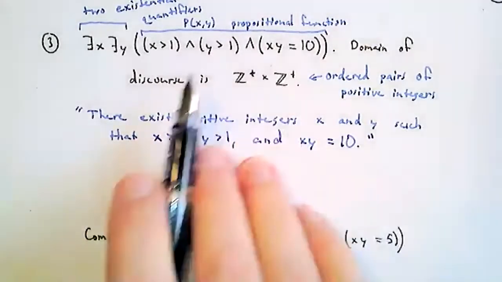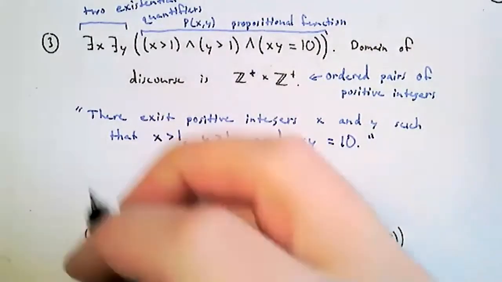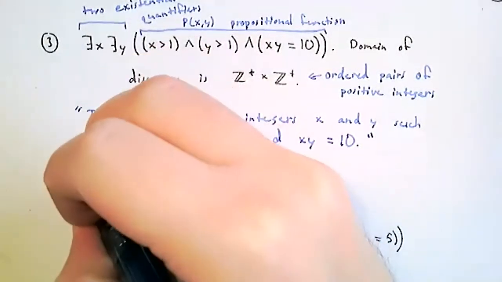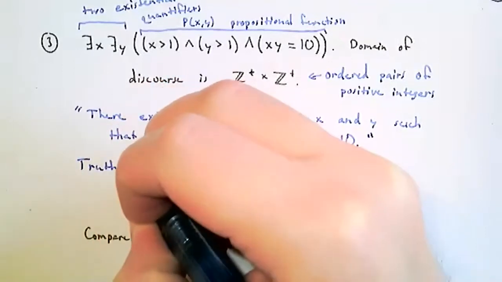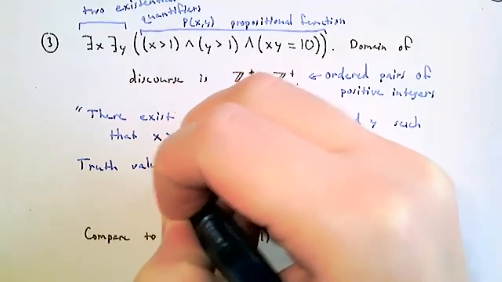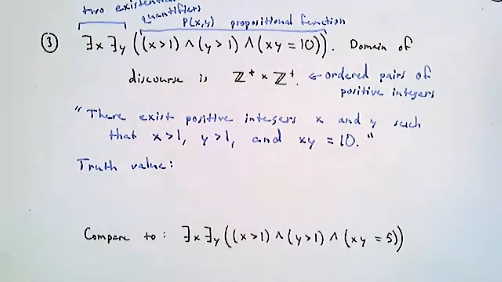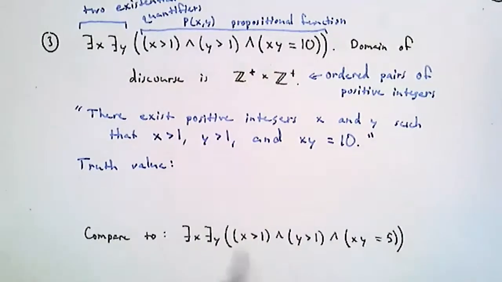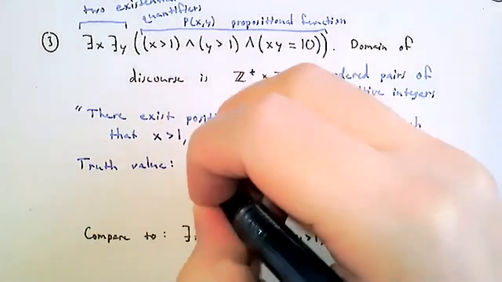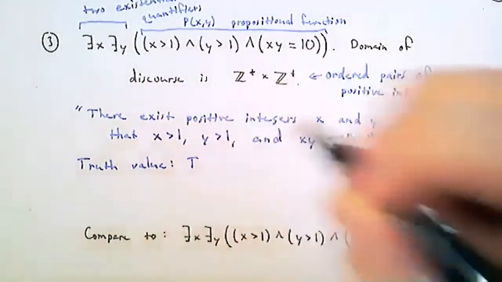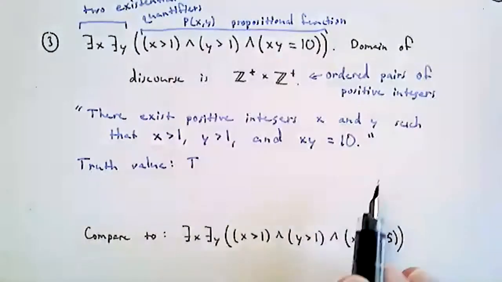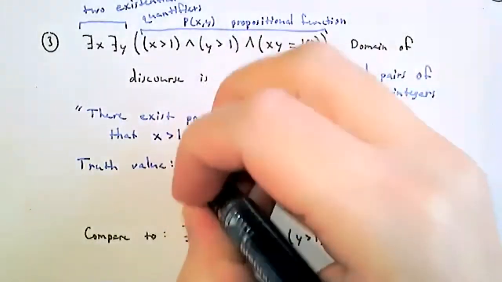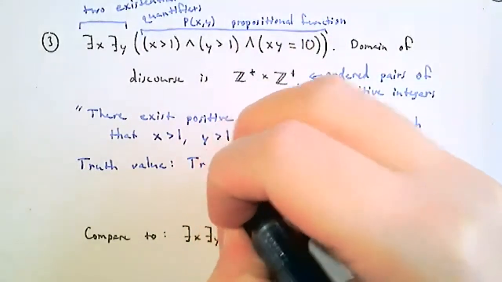Okay, so now that we have it in words, let's think about the truth value. Is that a true or a false statement? It's true. Can you think of two numbers that'll work? 6 and 4. Oh, so when you add those together, you get 10. Oh, this is multiplication. Oh, yeah. 2 and 5. 2 and 5. Yeah, good.